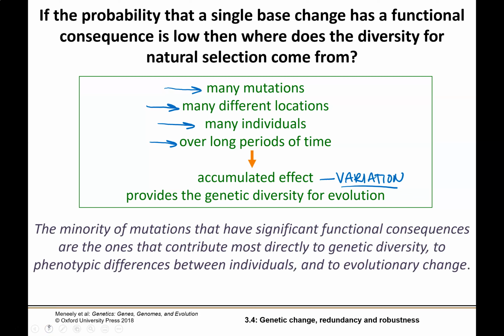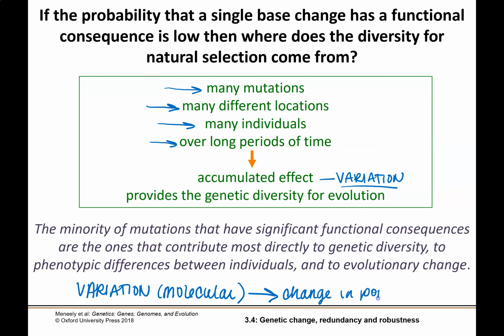So even though most of the mutations don't actually have significant consequences, the ones that do have a genetic consequence are likely to cause phenotypic differences and therefore evolutionary change. And so when we have variation at the molecular level, we get change in phenotype and therefore change in populations, even though those initial changes are unlikely to have much consequence.